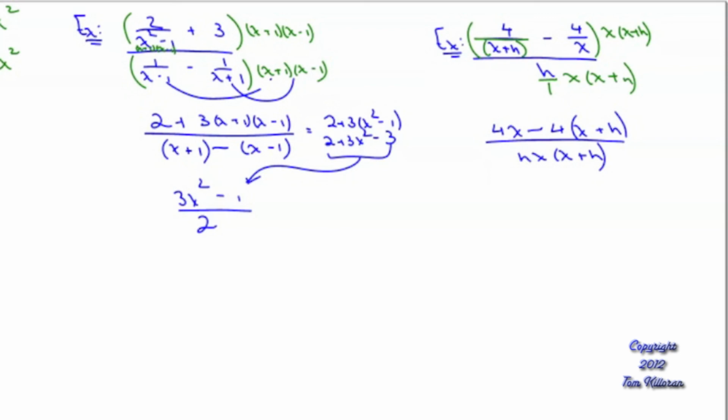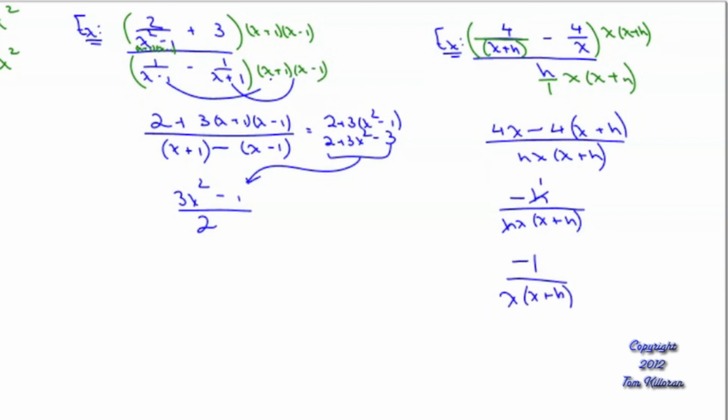Now, here you have 4x, here you have minus 4x. They cancel. Negative times a positive h is a negative h over x times x plus h. Never ever multiply things back together. Leave them factored. What happens here? I can cancel an h. H divided by h is 1. I need that 1 up there now. So the final answer is negative 1 over x times x plus h.